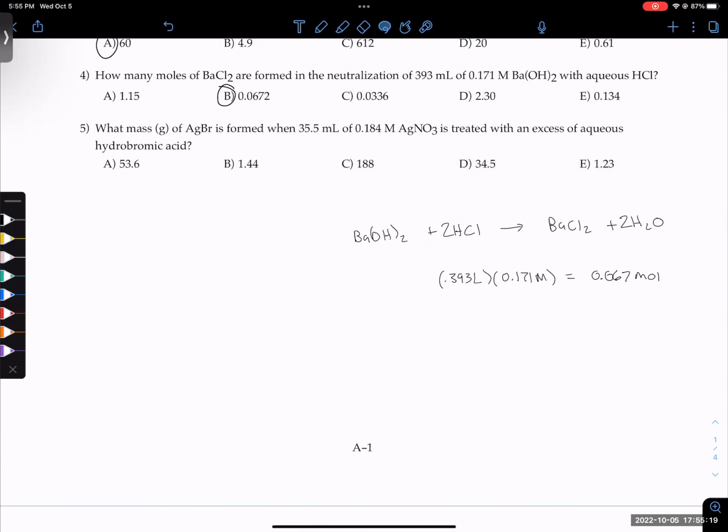What mass in grams of silver bromide is formed when 35 milliliters of 0.184 M silver nitrate is treated with an excess of aqueous hydrobromic acid? Okay, this looks like a 1-to-1 ratio. I'll write out the equation for you, but everything in this has a -1 charge.